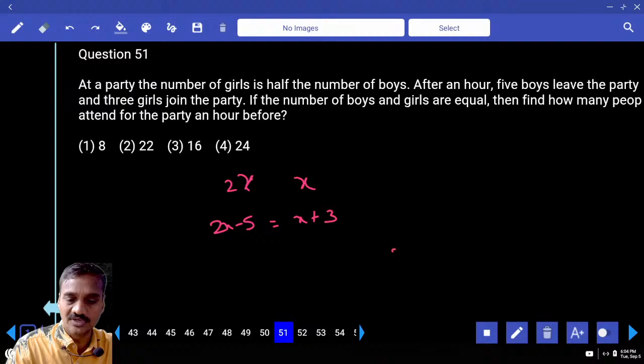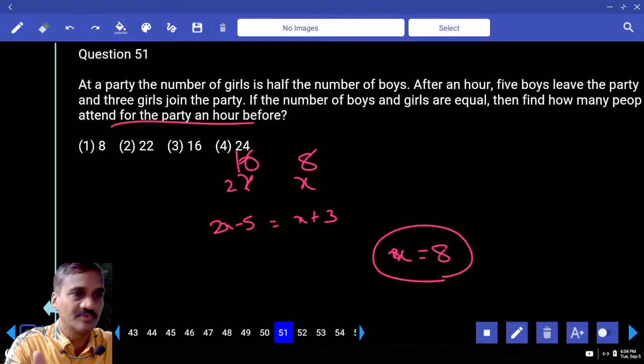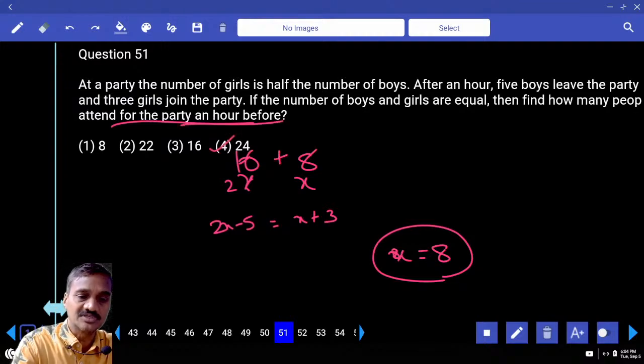Then what is the value we have? 2x equals 8, x equals how much? 4. Isn't it? Now 2x minus x equals how much? X equals 8. As x equals 8 here, 16 and 8 are the numbers at the beginning. Now find out how many people attended the party before. That means at the beginning of the party, how many people are there? 16 plus 8, 24, choice. Is it right?